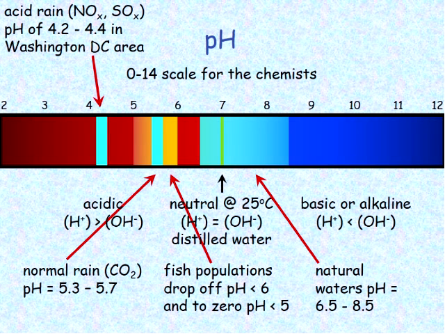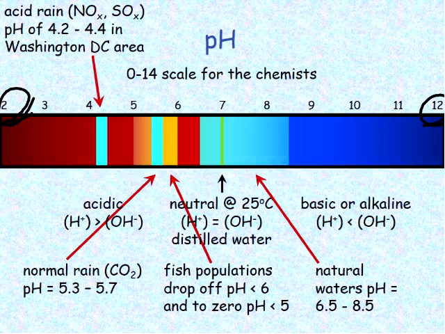This is the pH scale for the people who've never seen this before. We have 2 over here and 12 over here. Technically it goes from 0 to 14, but most of the stuff falls within the 2 to 12 range. So let's look at a few of them.